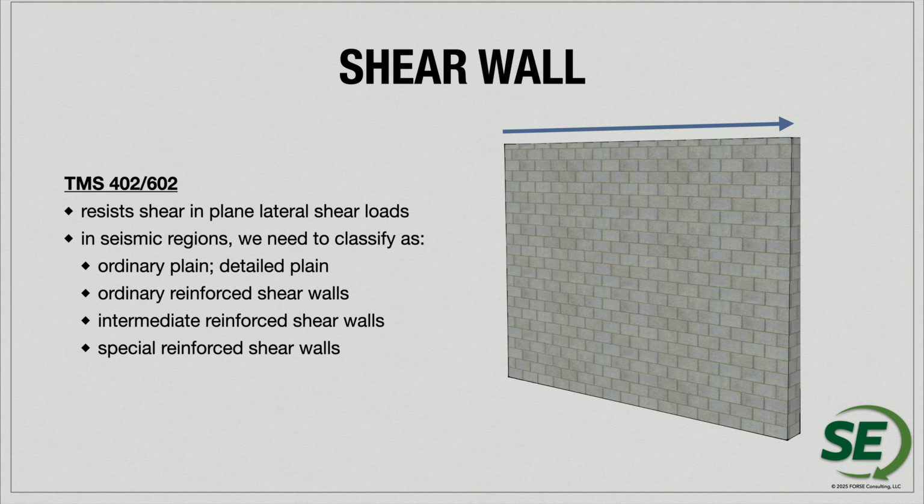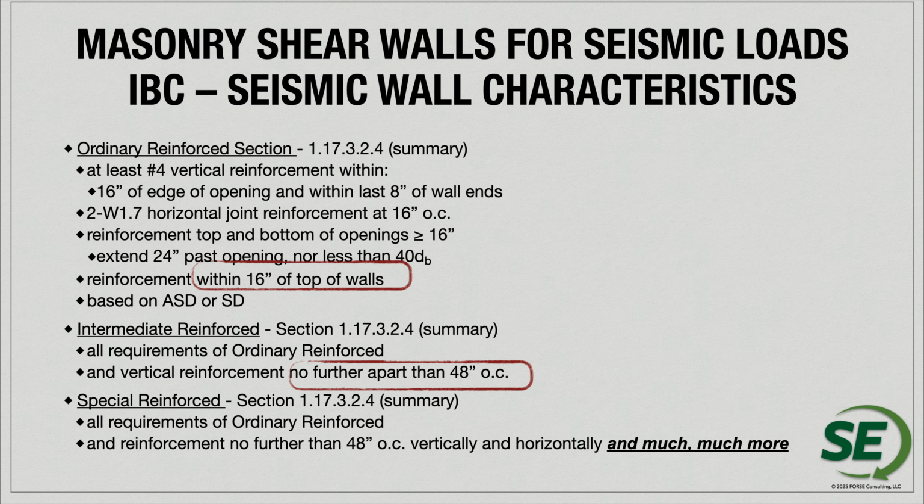It's very different than shear walls. Shear walls have a lot of reinforcement requirements. They have definitions for the different types of masonry shear walls. We can have an ordinary masonry shear wall, ordinary reinforced and intermediate reinforced, but then also specially reinforced masonry shear walls. When you have masonry shear walls, you have certain reinforcement requirements. Two that I have highlighted here are two that I see getting carried over into partition wall design: the reinforcement at the top of the wall, and the vertical reinforcement in an intermediate reinforced masonry shear wall, no further apart than 48 inches on center.